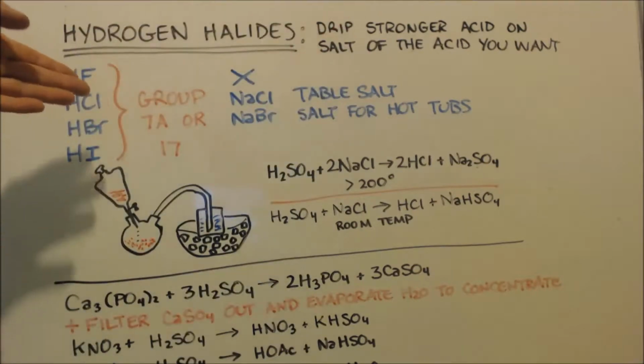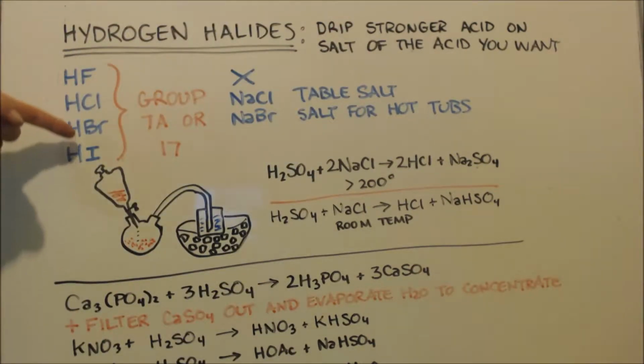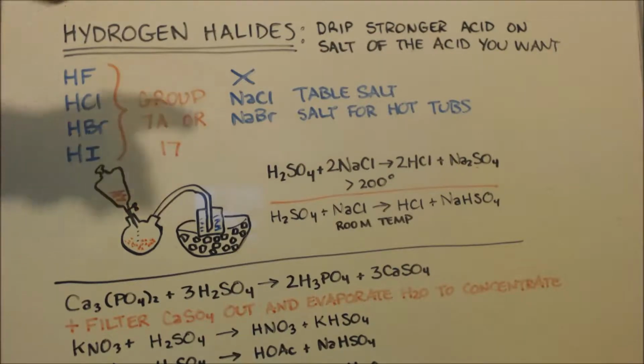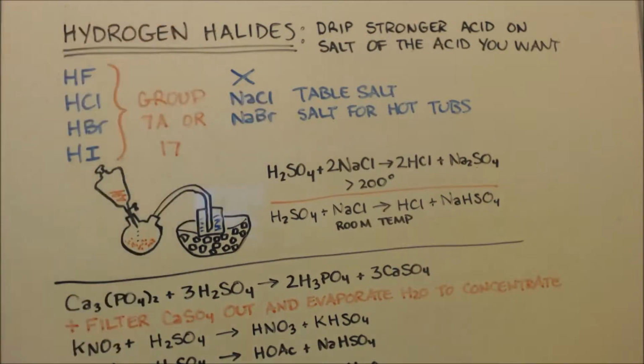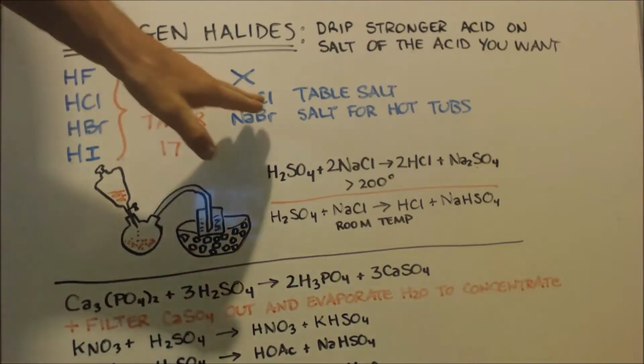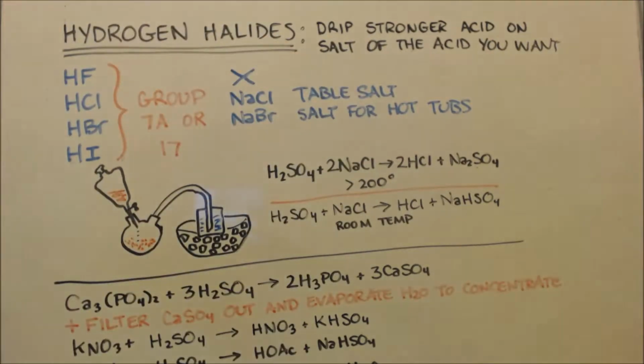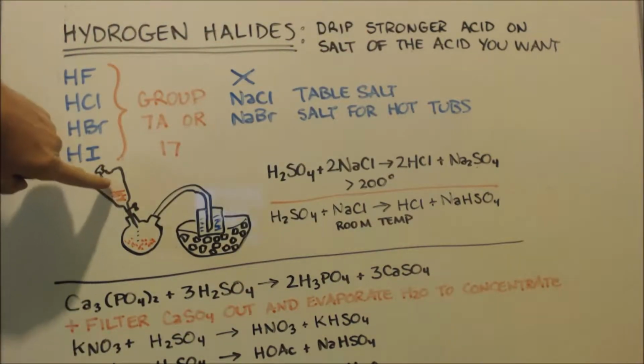A stronger acid than these two, hydrochloric and hydrobromic, is sulfuric. That's the go-to acid, sulfuric acid. You can drip it onto the salt of this, meaning you need a chloride. I put sodium chloride, it could be potassium chloride, whatever, as long as it's a chloride, and obviously you're going to use table salt because that's cheap and accessible.